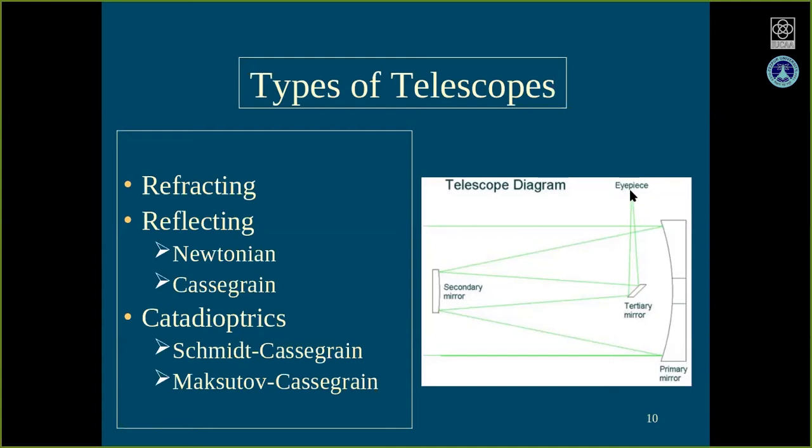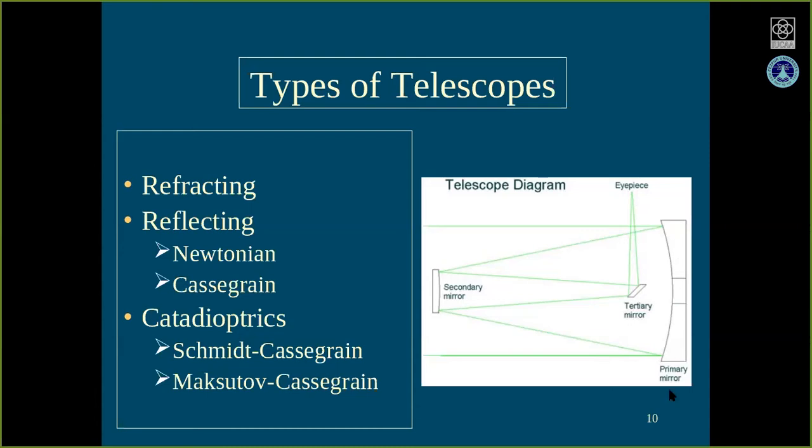After that, it will be converged at the equivalent focal length of all these three mirrors, and in that focal plane, you can put your eyepiece to see the object, or you can put your detector for imaging purpose, or you can put your spectrograph for spectroscopic purpose, right?